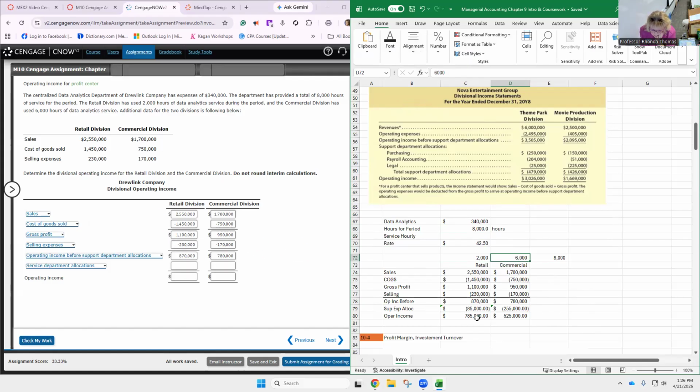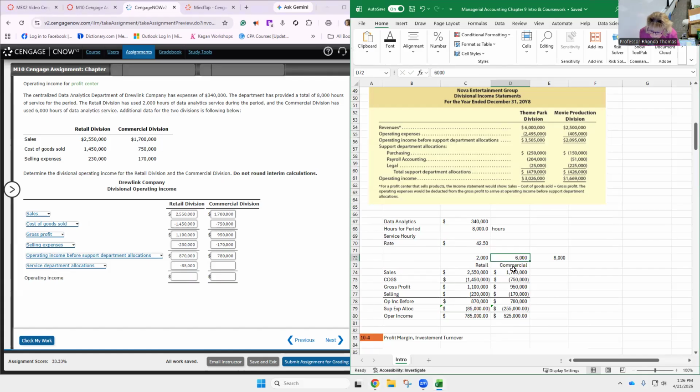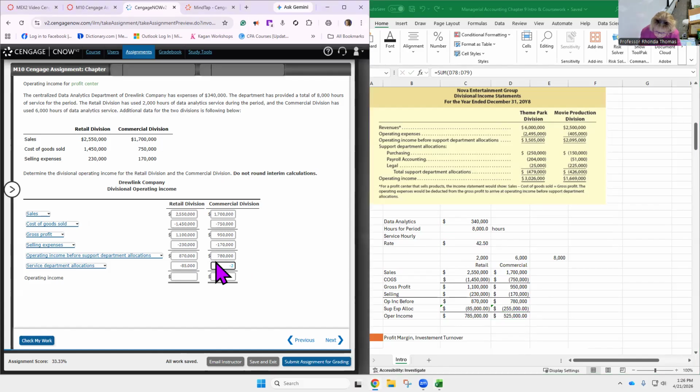So we just put all this stuff in until we get here. And then we take the number of hours times the rate. So we're going to subtract $85,000 of the service department allocation. And then the other side will be something similar. So we take 6,000 hours times 42.50, and we get an allocation of 255,000. And I put that in as a negative. And then the last one is our operating income.